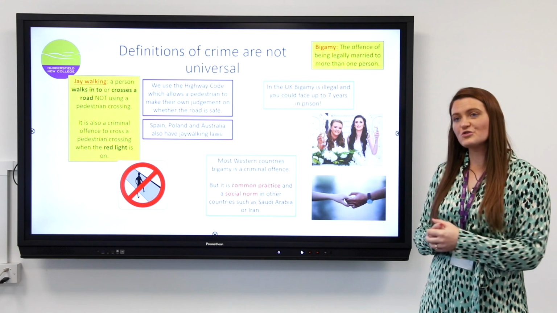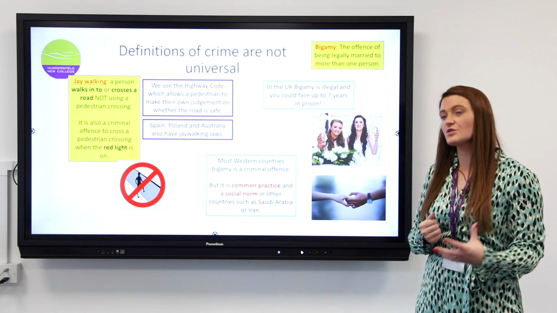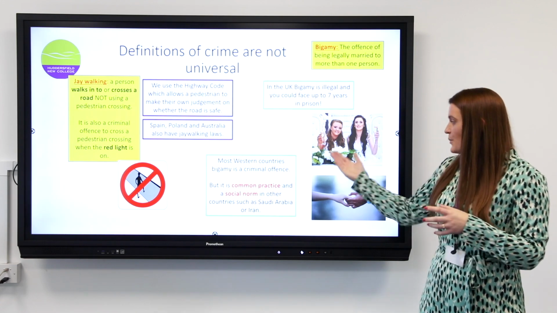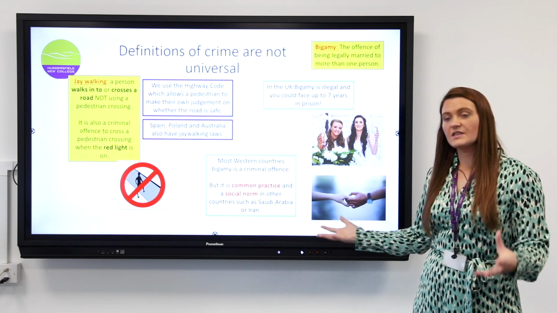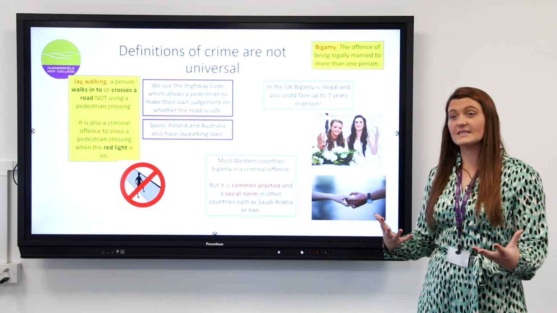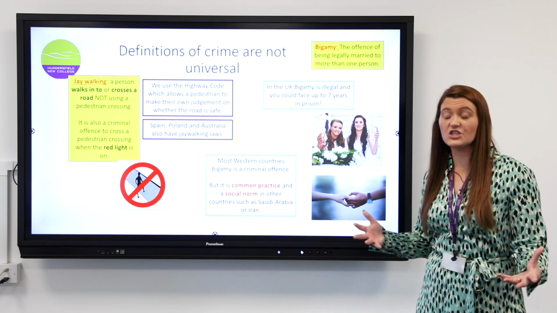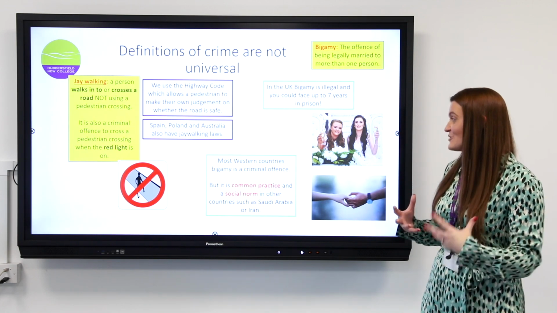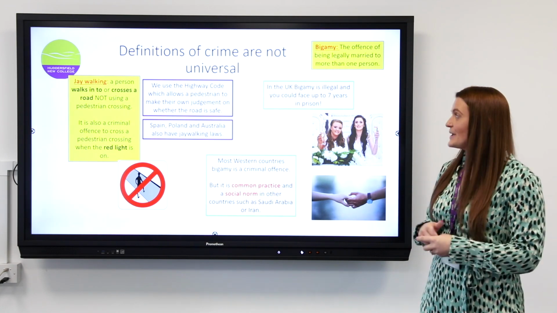That's because of the social norms and values we've been exposed to. But not all countries are like that. Most Western countries do not support bigamy and see it as a criminal offence. But in some countries such as Iran and Saudi Arabia, it's common practice. It's a social expectation. It's normal for them. And they would have their own reasons as to why they believe that that's appropriate.